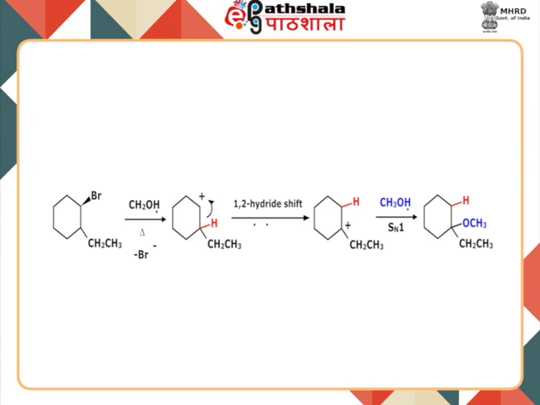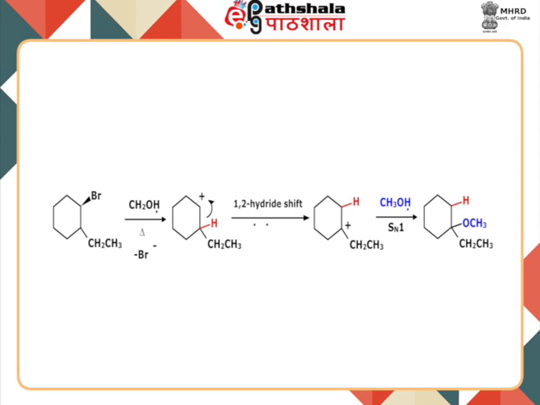So, in this substituted cyclohexane, you can see at this position you have Br, and at the adjacent relative second position there is an ethyl group, and when it is heated with methanol, the first step will be formation of the carbocation after the removal of Br minus, and now notice at this adjacent carbon this H will migrate here and give you a more stable tertiary carbocation.